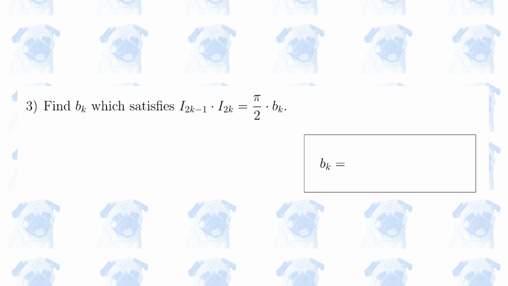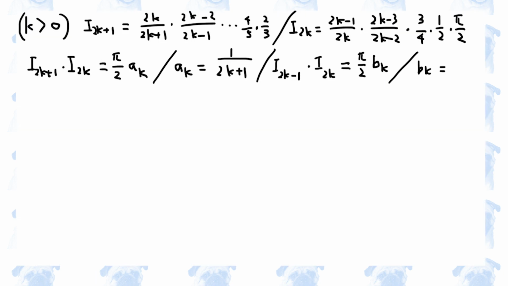Section 3, number 3. Similar to the previous question, we have I sub 2k minus 1 times I sub 2k equals pi over 2 times b sub k, and we need to find b sub k. So first, we need to figure out what a sub 2k minus 1 looks like. So looking at I sub 2k plus 1, we see that whatever comes here appears at the denominator of the first fraction, and from then on we just subtract 1.